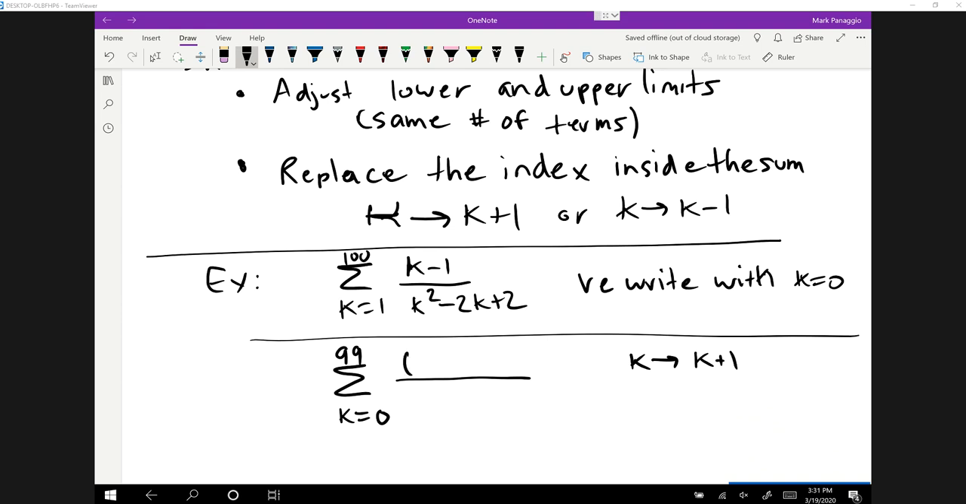So on the top, we had a k minus 1, and so that's now going to become a k plus 1 minus 1. On the bottom, we had a k squared, so that's now a k plus 1 squared. And on the bottom, we also had a 2k, that's now a 2 times k plus 1. And then, of course, we have the 2, but 2 doesn't have any k's in it, so shifting my index does not affect that in the least.